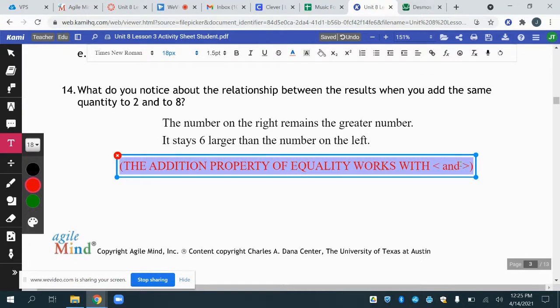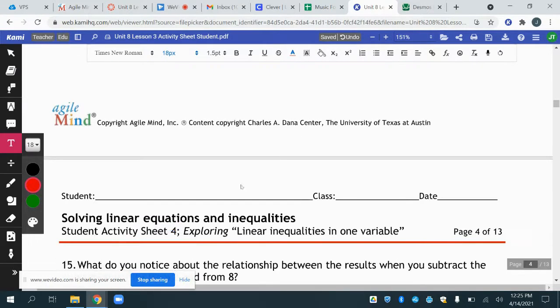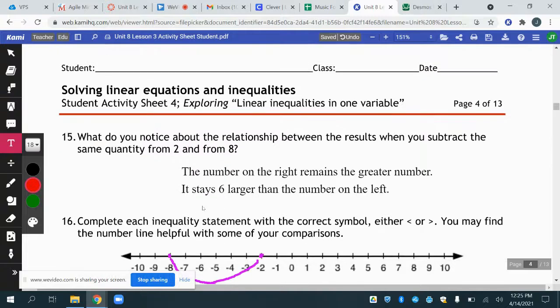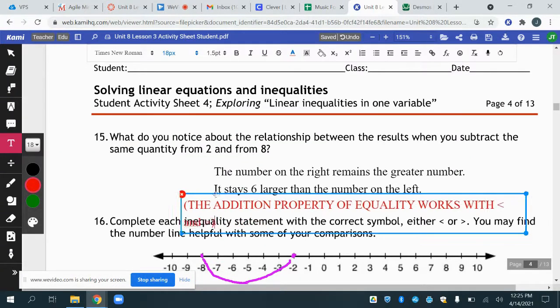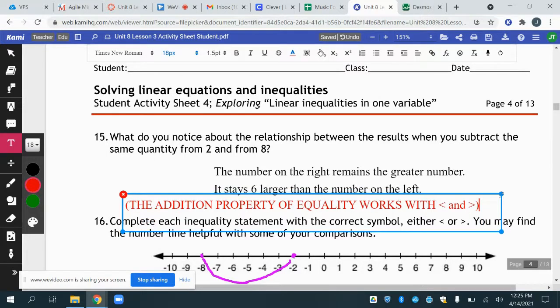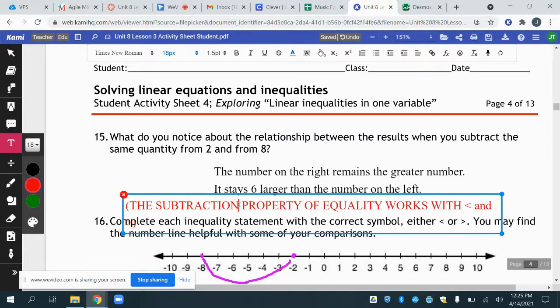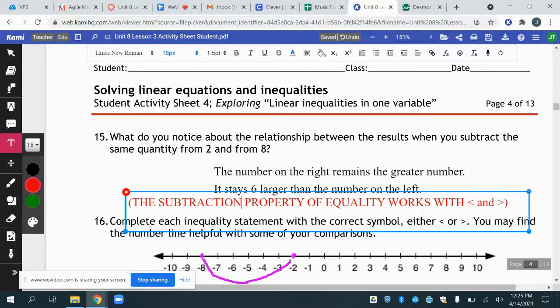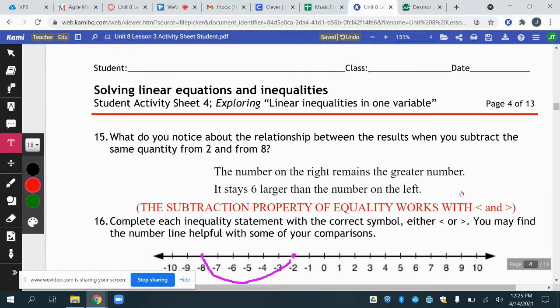So you can use that tool that we learned for equalities. We can use it with inequalities. Same thing goes for the subtraction property of equality. Okay, so those are 2 things to realize.